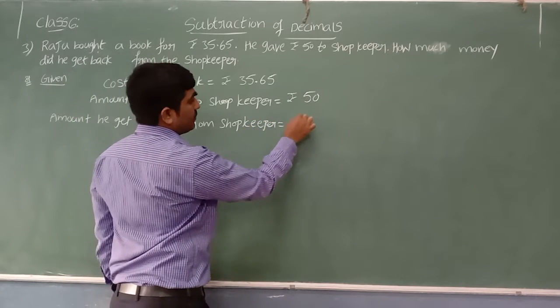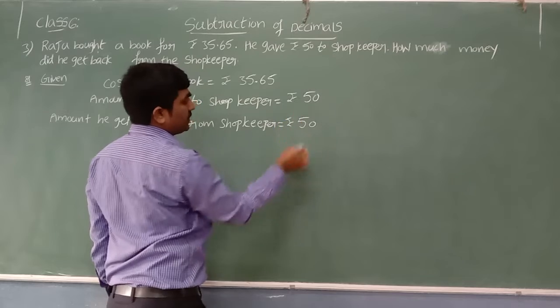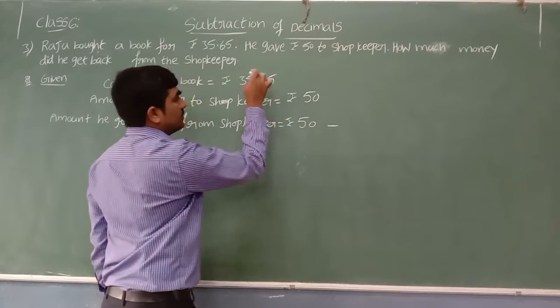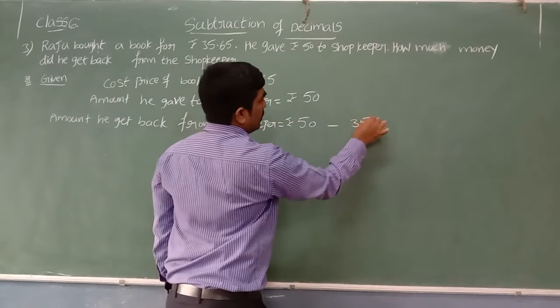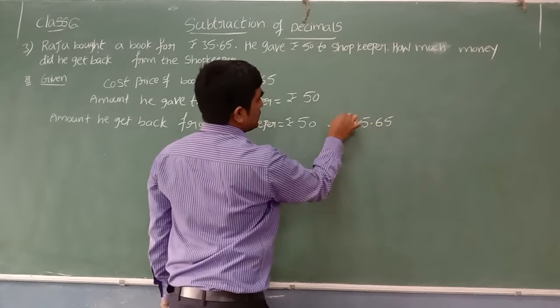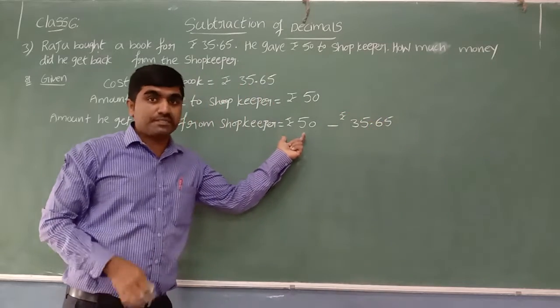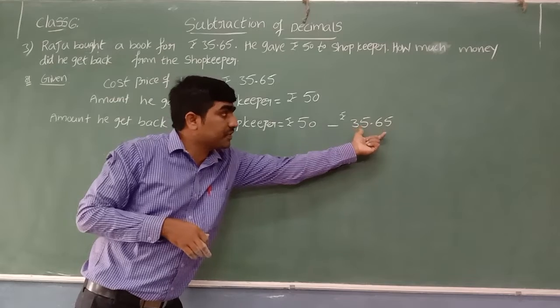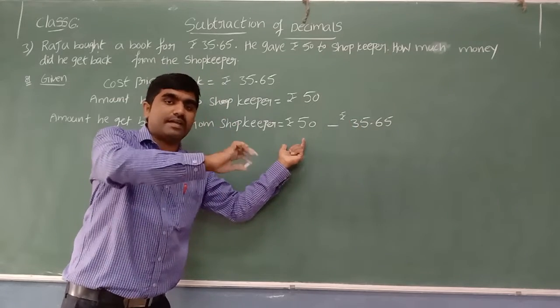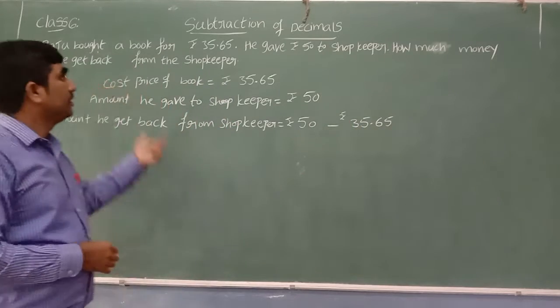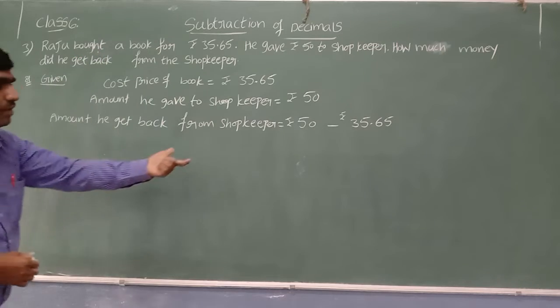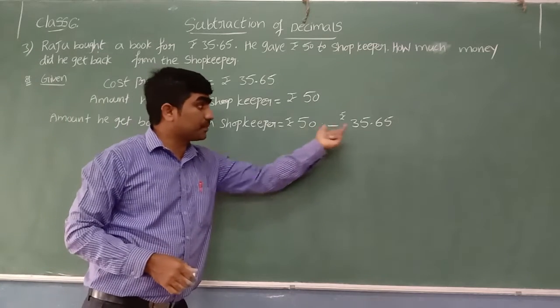Sir, he actually gave 50 rupees. So from 50 rupees, you subtract this 35 rupees. Yes. What will the shopkeeper do? Sir, from that 50 rupees, he will take this 35.65 rupees and the remaining balance he will give to Raju. Now, to get the result, we need to subtract these two.